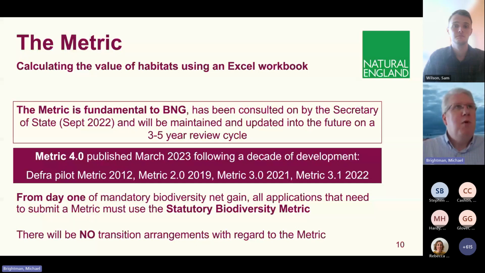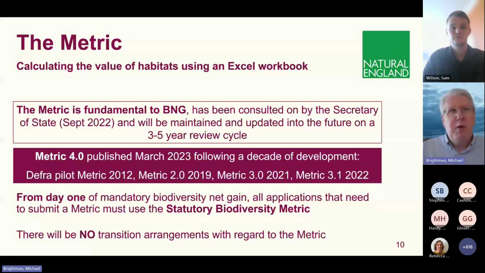So let's talk now more about the metric and how we calculate the value of habitats using an Excel workbook. The metric is fundamental to biodiversity net gain because it provides the measure. It has been consulted on by the Secretary of State and will be maintained and updated into the future on the 3 to 5 year review cycle. The current metric, Metric 4.0, has been a decade in development. It started with a DEFRA metric pilot in 2012, Metric 2.0 in 2019, 3.0 in 2021, and 3.1 in 2022.